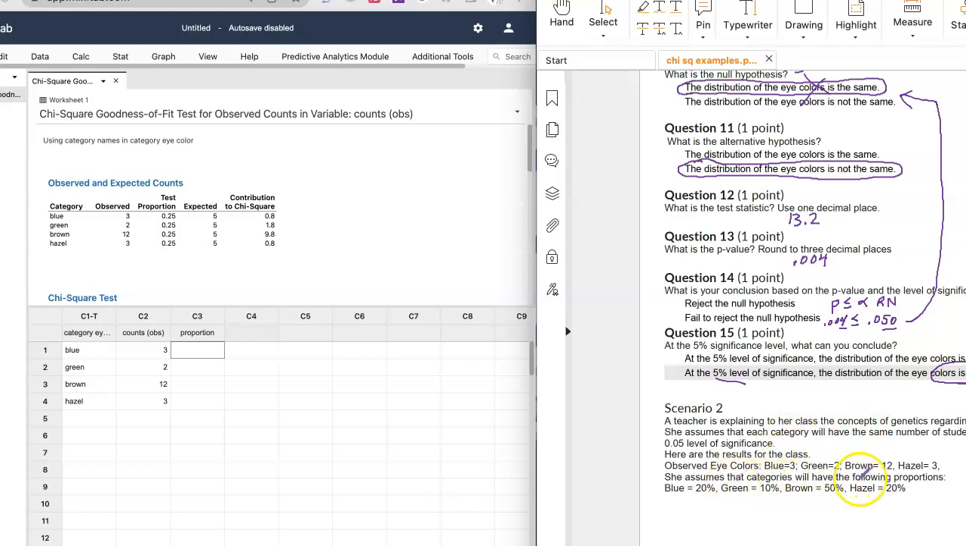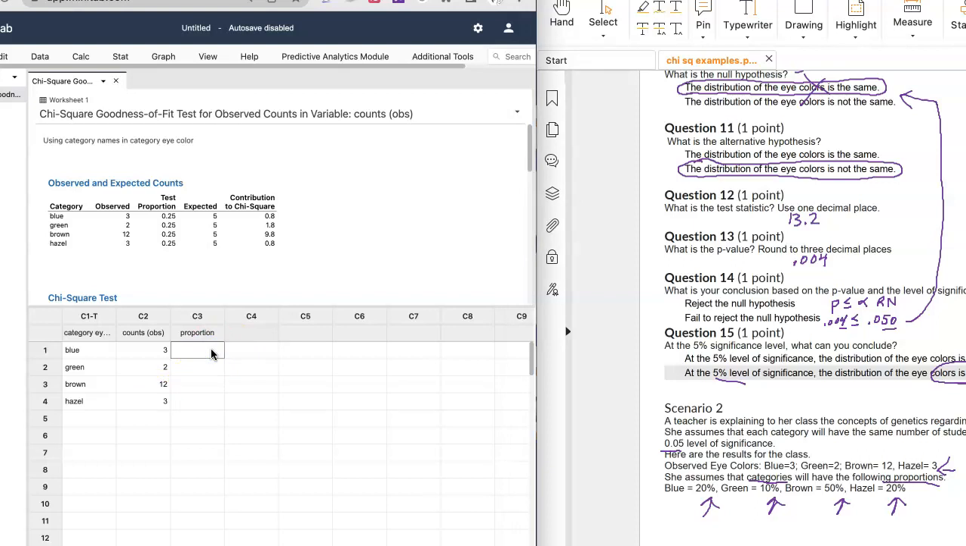She assumes the categories are all the same, with a 0.05 level of significance. She said the observed counts were the same, but this time the categories are going to have these proportions. So this time we're actually going to have a proportions column. I'm coming over here, making sure I've got blue is 3, green is 2, brown is 12, hazel is 3, and this time we want to put in our proportions.